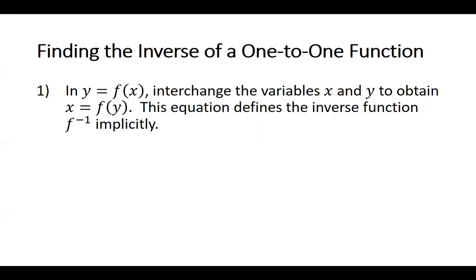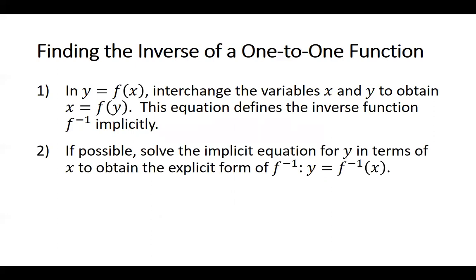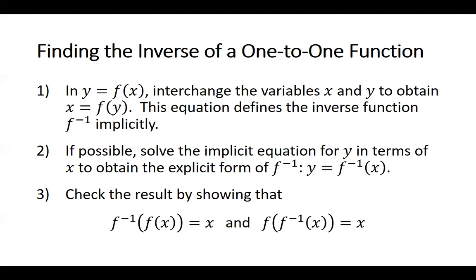In y equals f of x, interchange the variables x and y to obtain x equals f of y. This equation defines the inverse function, the inverse of f, implicitly. If possible, solve the implicit equation for y in terms of x to obtain the explicit form of the inverse of f, y equals the inverse of f of x. And then check the result by showing that the composite functions, inverse f of f of x is equal to x, and f of the inverse of f of x is equal to x.